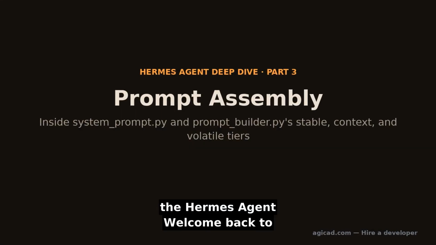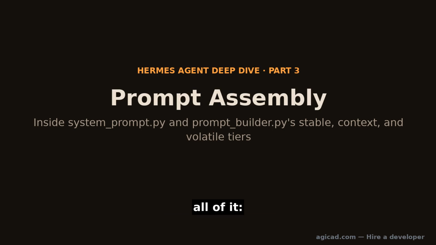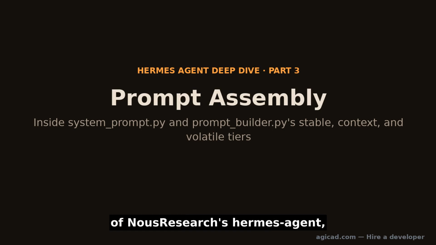Welcome back to the Hermes Agent Deep Dive. Part 1 mapped the repository. Part 2 opened the loop that drives a single turn. This time we look at something that sits upstream of all of it, the system prompt itself, and the exact function that assembles it before the model ever sees a message. Once again, every file and line number on screen comes straight from the pinned v2026-7 release of NousResearch's Hermes Agent, so you can open the same source and check it yourself.